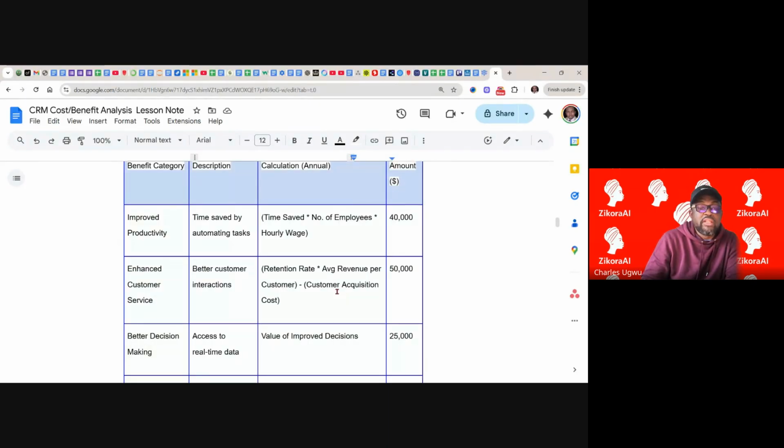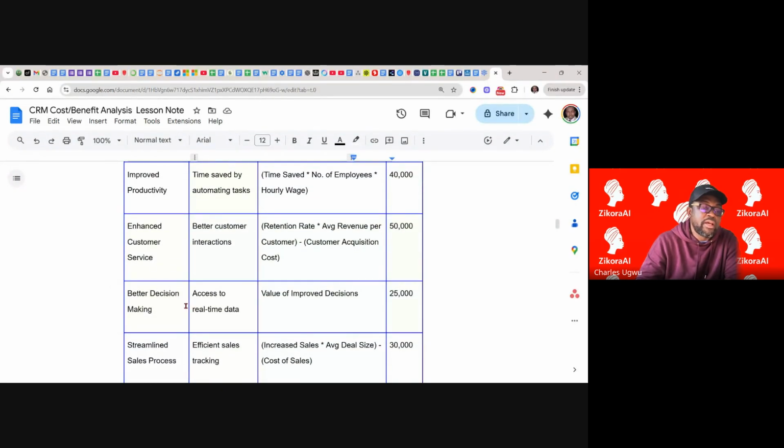Once you understand it, then you see the retention rate. You subtract the customer acquisition cost from the customer retention value, and in this case, you are getting 50,000 as a benefit. You see that the retention rate is high. It's better to maintain your customers.